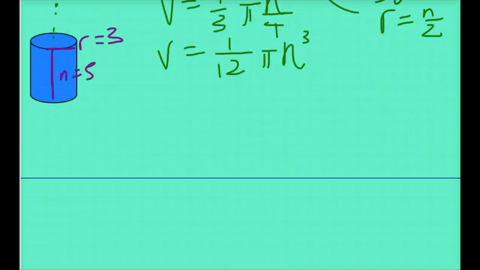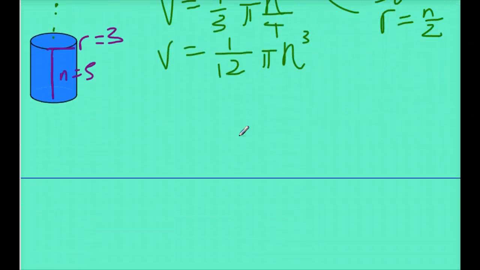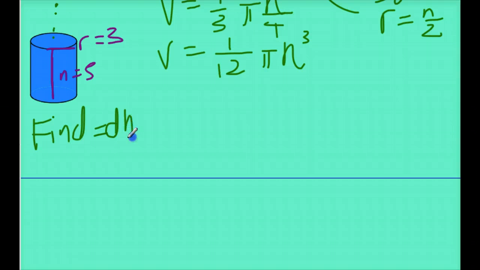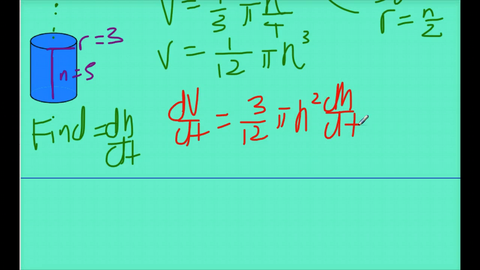So let's go ahead and find what I'm looking for. It says write an expression for the depth. So what I'm looking for is dH dt. So let's go ahead and do this. If I take this derivative, I get dV dt is equal to 3 over 12 pi h squared dH dt.